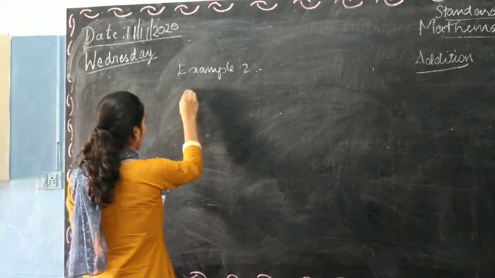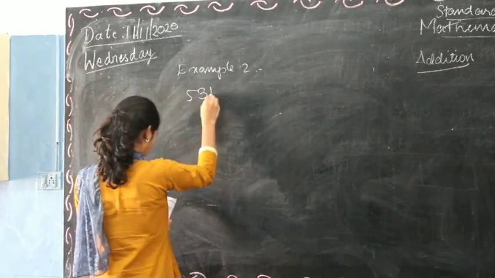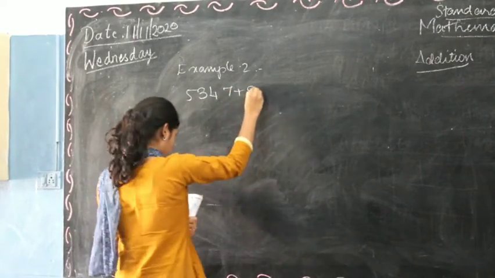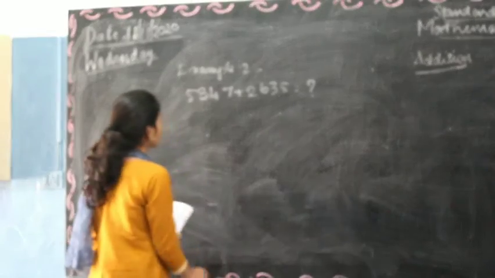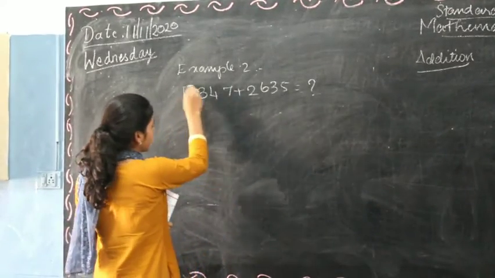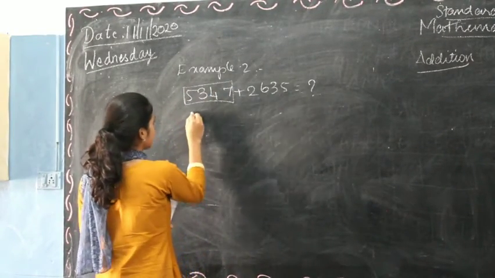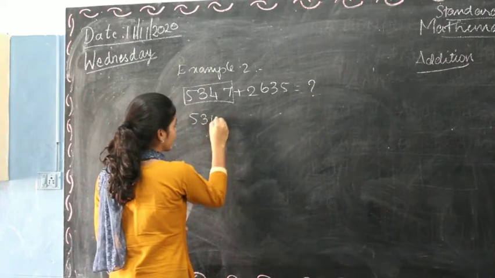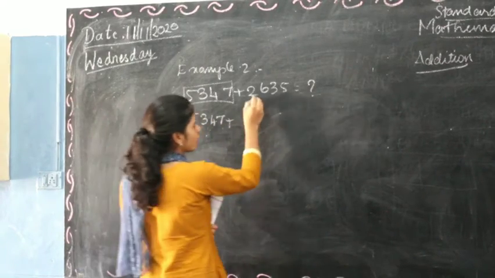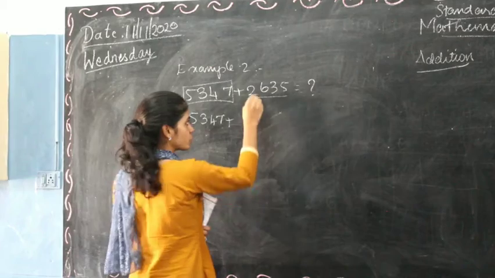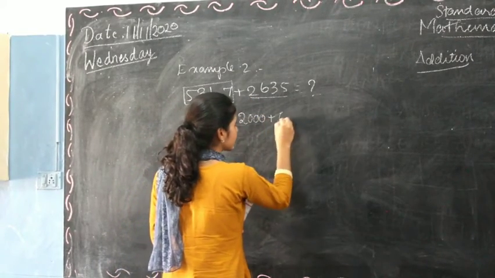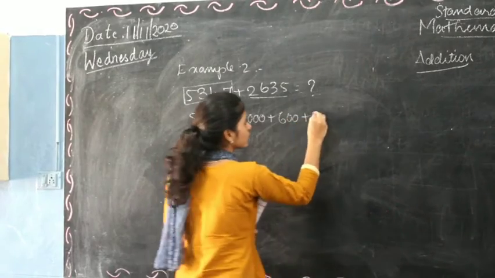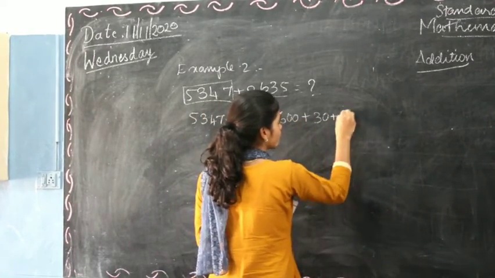So we are going to add 5,347 plus 2,635. We are keeping the first number as such, 5,347, plus we are splitting the second number and writing it as 2,000 plus 600 plus 30 plus 5.